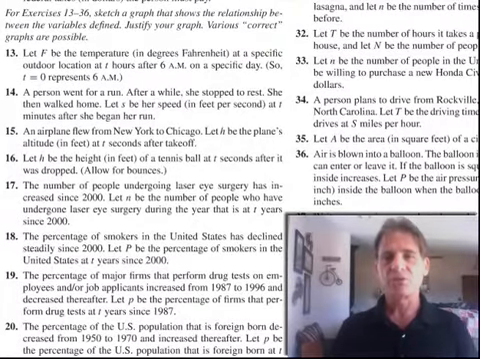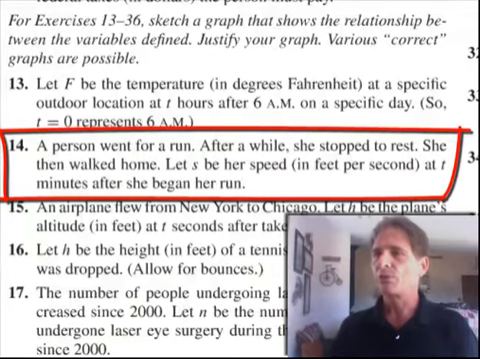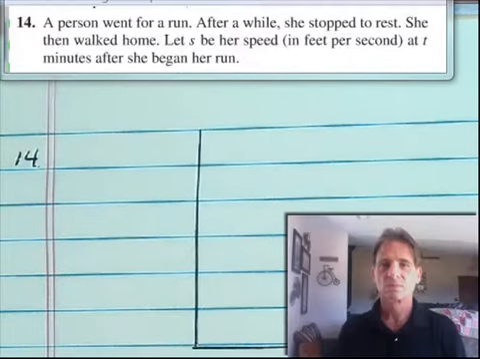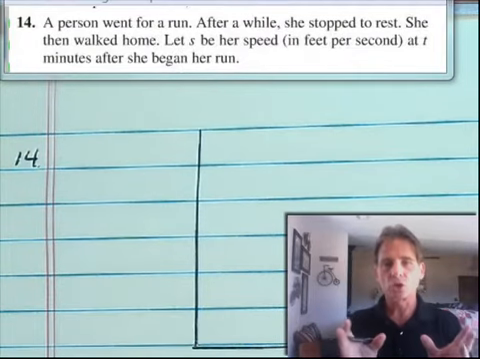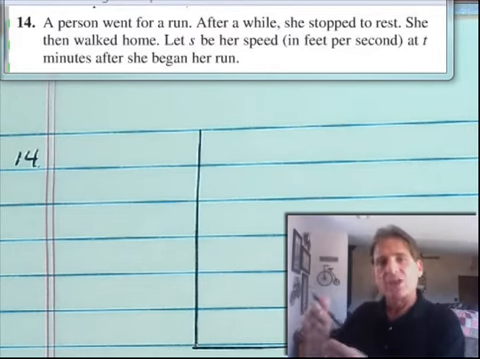To give an example of sketching a qualitative graph, we will go to page 6 of your text and work problem 14. It reads as follows. A person went for a run. After a while, she stopped to rest. She then walked home. Let S be her speed in feet per second at T minutes after she began her run. So in this problem, we have a girl who runs for a distance, rests, and then walks the rest of the way home.